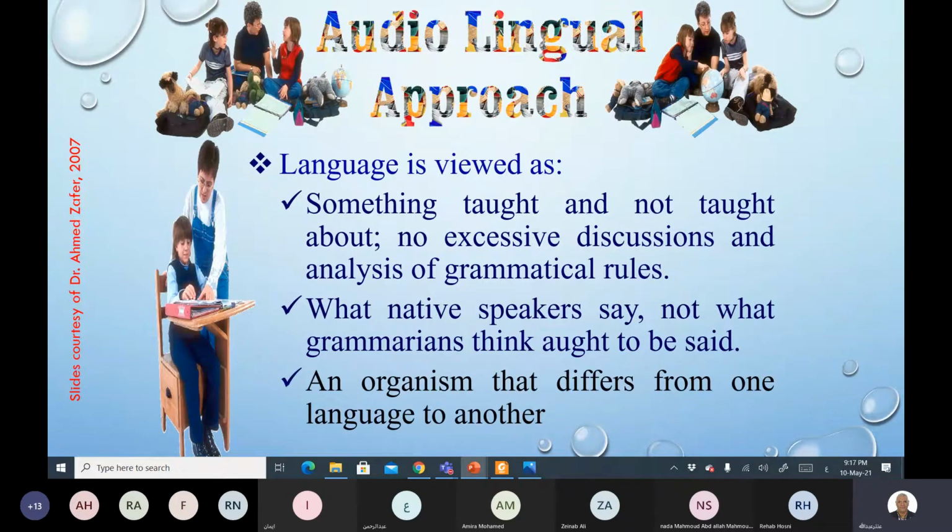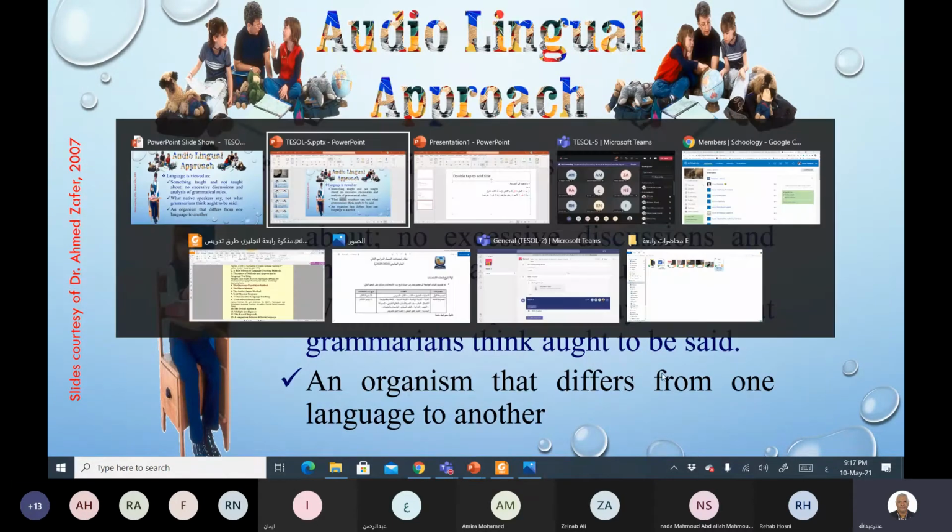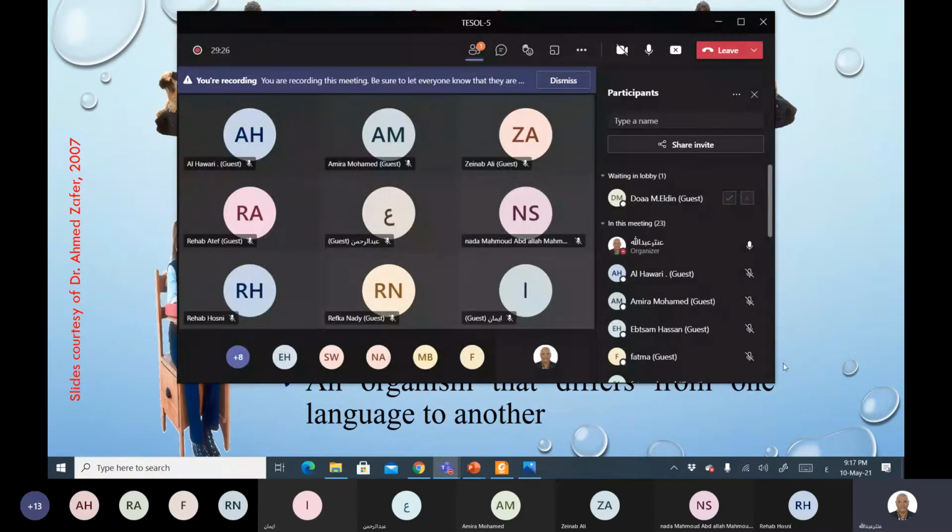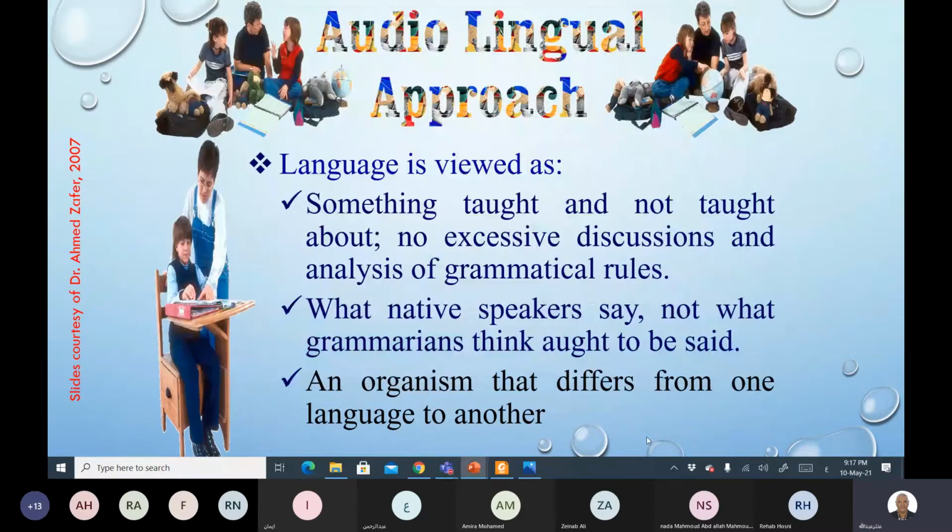Language is also an organism that is different from one language to another. يعني different languages are different, so each language has its own properties and its own distinctive way of teaching.